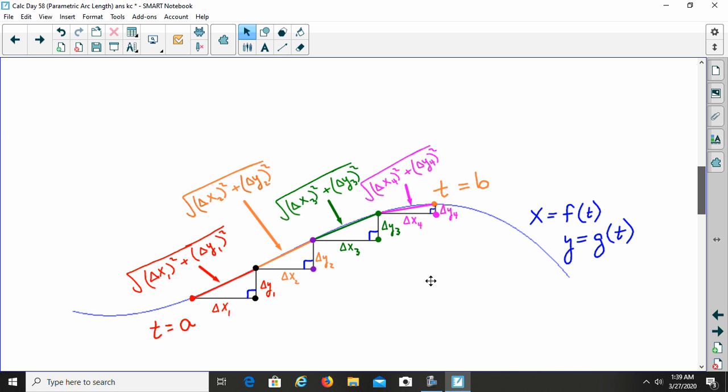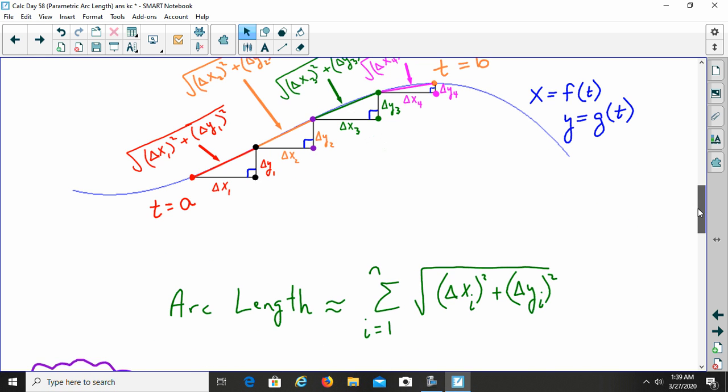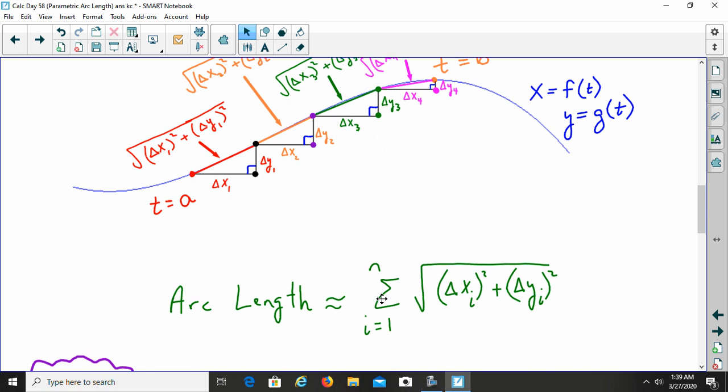But still, what if we wanted to find the exact length? Well, we would have to take our approximation, which is the sum of all of our hypotenuses as i goes from 1 to n. We'd have to ratchet up the value of n all the way up to infinity. Now what that's going to do in turn is make each hypotenuse get infinitesimally small. So we'd be adding up an infinite number of infinitesimally small things.